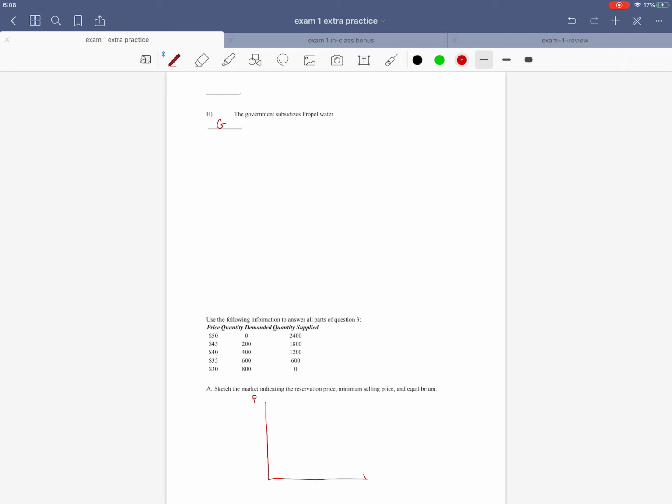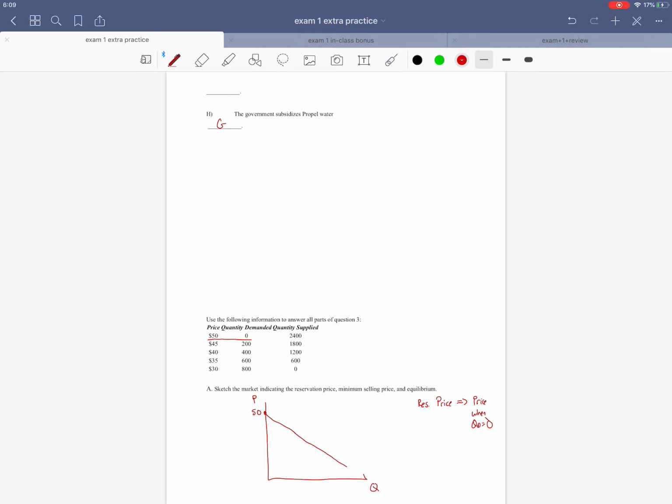So we always have price on our vertical axis, quantity on our horizontal. Now the reservation price is going to be the highest amount that consumers are willing and able to pay for a good. So the reservation price is always going to be able to be identified because it's the price when quantity demanded is equal to 0. So that's going to be our y-intercept. So that's right here. See, when quantity demanded is 0, price is 50.